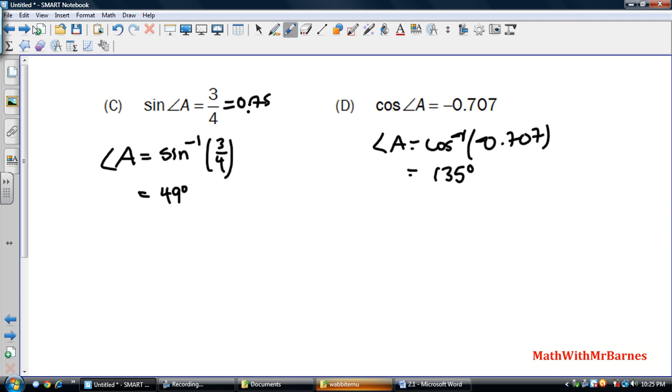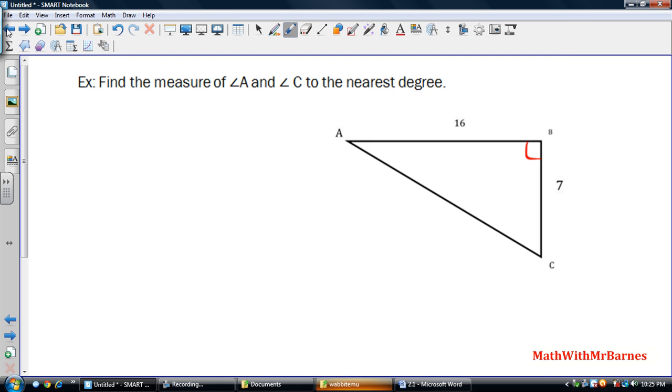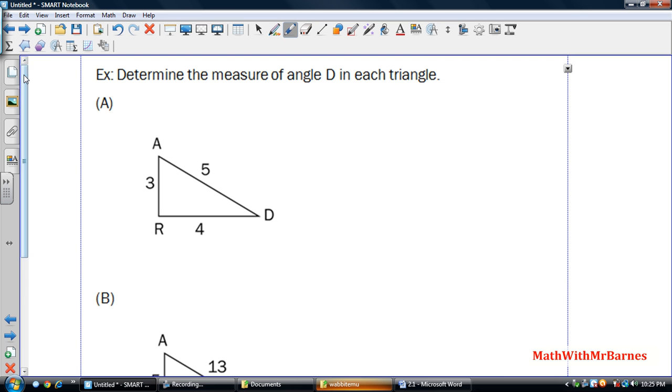So now we need to apply that to a question. I've got a couple questions here. I'm not going to do every single one, so let me just try this one. It says determine the measure of angle D in each triangle. So first thing, again, we need to label this guy. Angle D is right here. So this is the hypotenuse side, this is the opposite side, and this is the adjacent side. When you have all three sides given, you basically get to pick. So I'm going to do sine, and then I'm going to do cos, and I think there's probably another one. You guys can do tan.